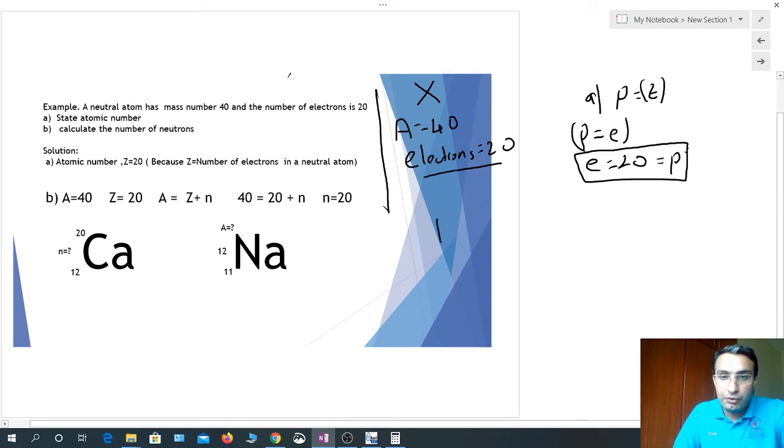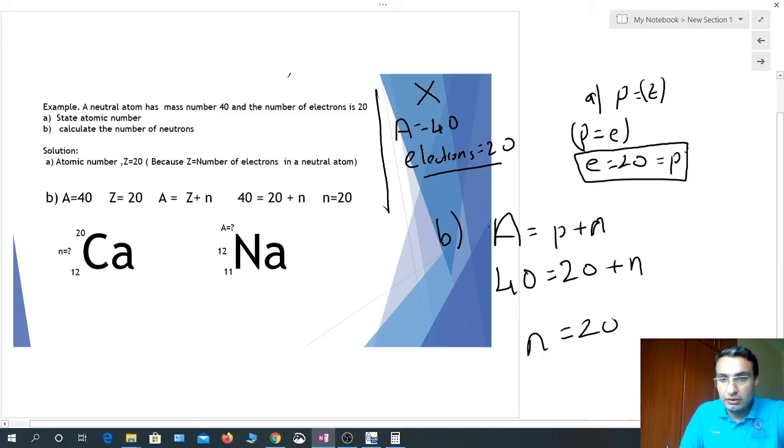Option B: calculate the number of neutrons. I know that A is equal to P plus N. I know A is 40. I have already found the value of P, that is 20, plus N. N is 20. Now I have two more examples.